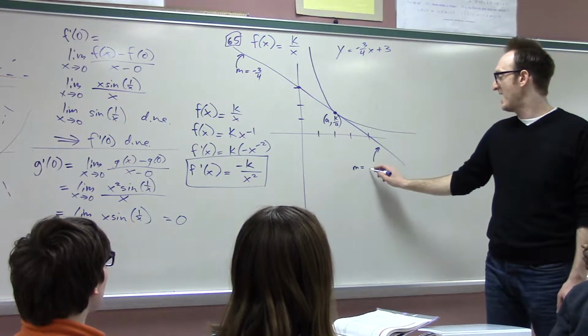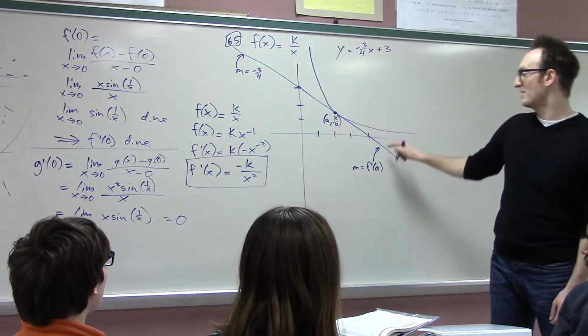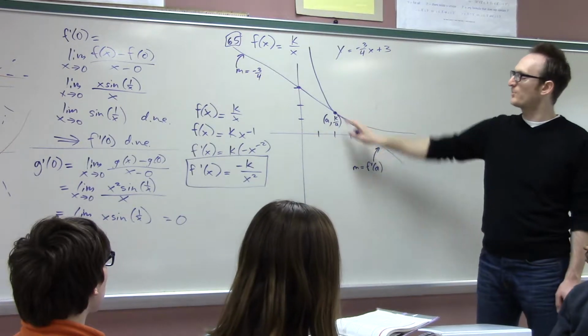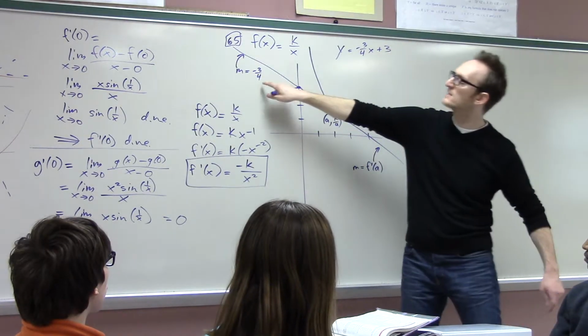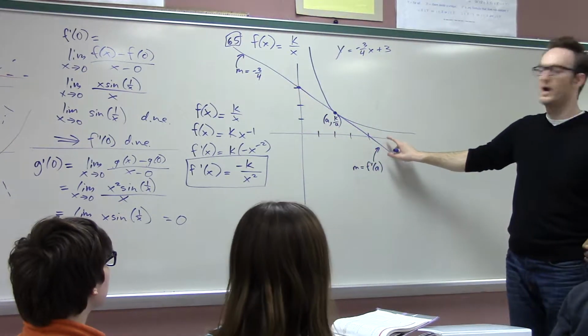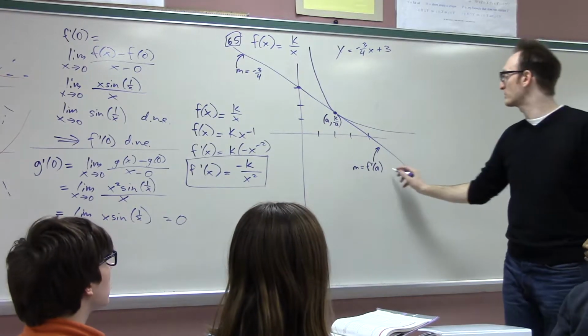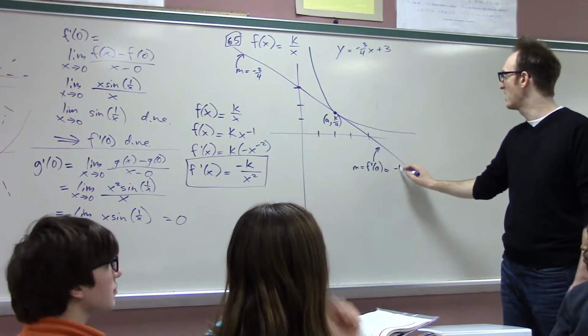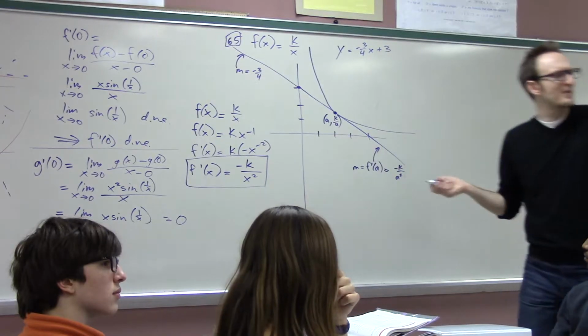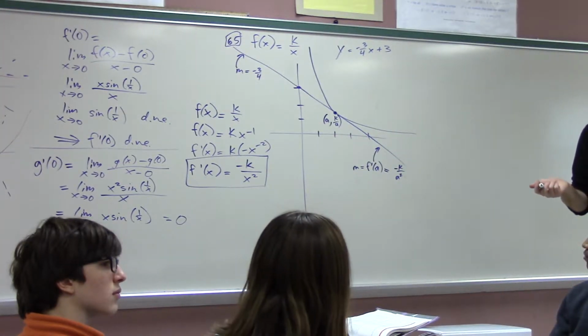Because if this line is indeed tangent to this curve at this point, then the slope of this line, while it is negative 3/4, must also be f prime of a, which we know to be, by our calculations, negative k over a squared. Maybe this problem's not that hard. Did you guys find this hard? I don't know. No? Yes?